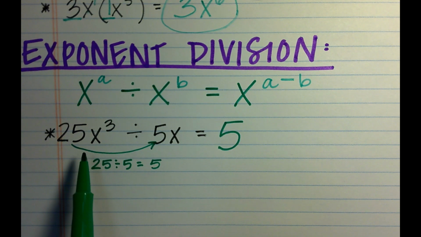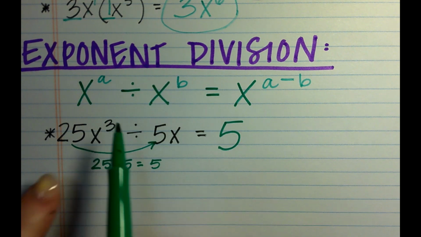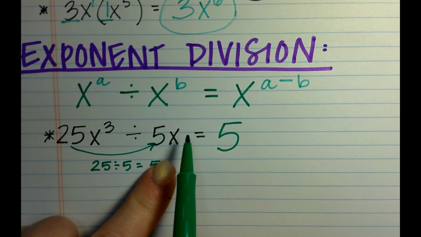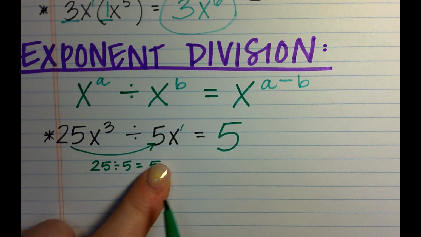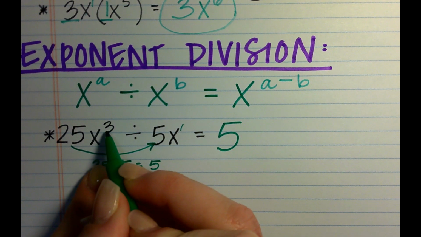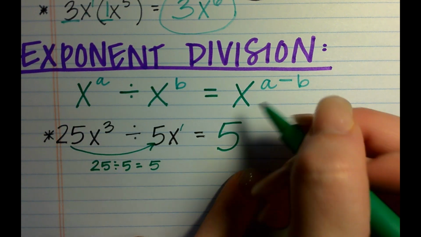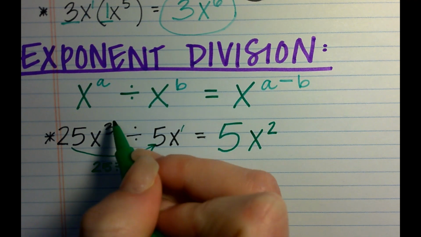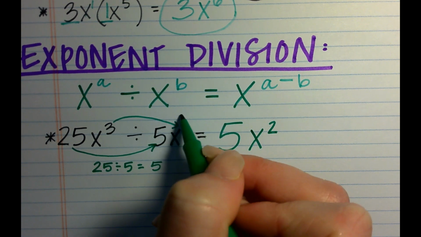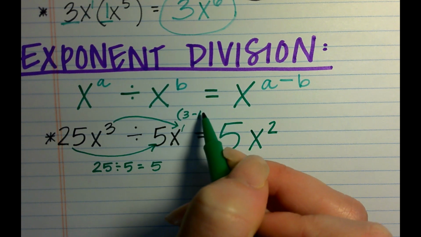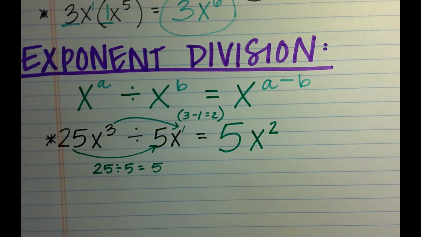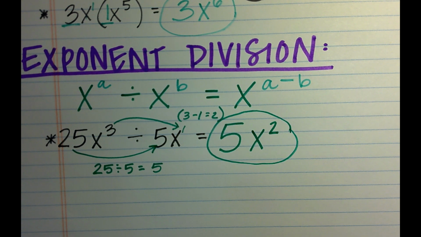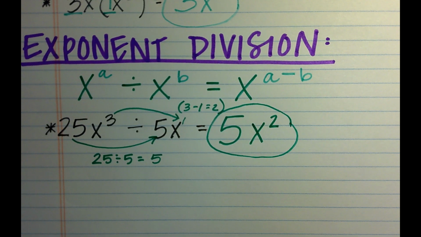Say it again. 3 minus 1. Because next I have x to the 3rd and then x with no number. But we assume that that invisible number is 1. So 3 minus 1, since we're dividing, which is 2. So right here, I will write the 3 minus 1 equals 2. And that would be our answer, 5x to the second power, or 5x squared.